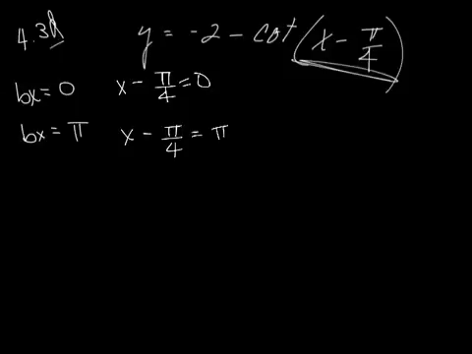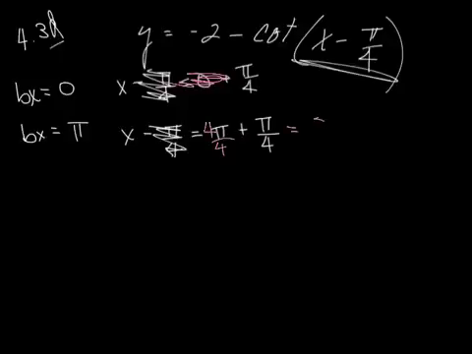I'm going to solve for x, so I'm going to add pi over 4 to both sides, to make that go away. So x equals 0 plus pi over 4, which means we just get pi over 4 for one side of my asymptote. The other one is going to be 5 pi over 4. So that's my other side. So I've got a pi over 4 and a 5 pi over 4.